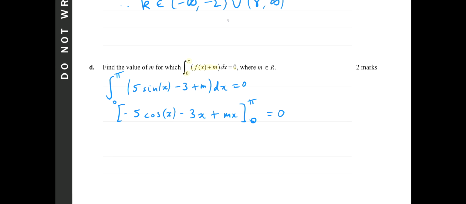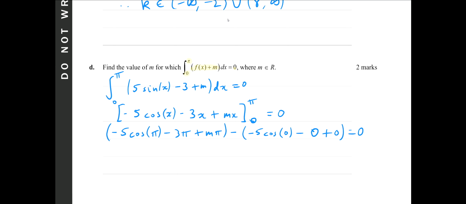So, substituting in, we will have negative 5 cos of pi minus 3 pi plus m pi, and then minus, subbing in 0, we will have negative 5 cos of 0 minus 3 times 0 is 0 plus m times 0, that's just 0 as well, and that of course equals 0. Don't forget the equals 0 at the end, because we are basically working through an equation.